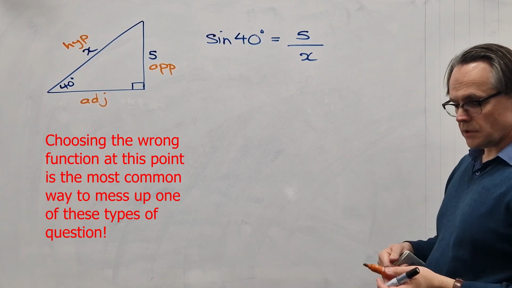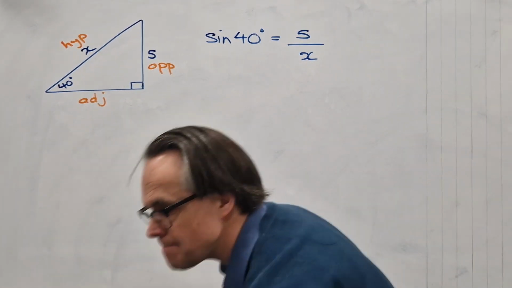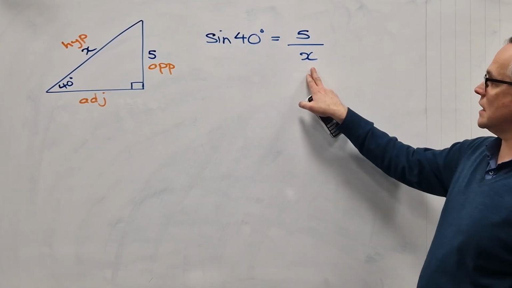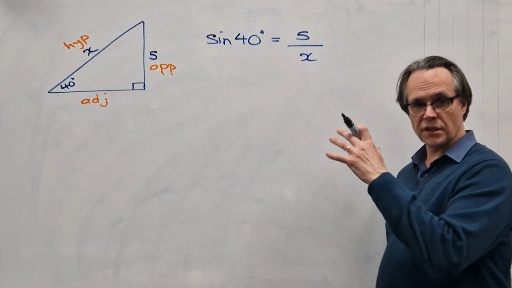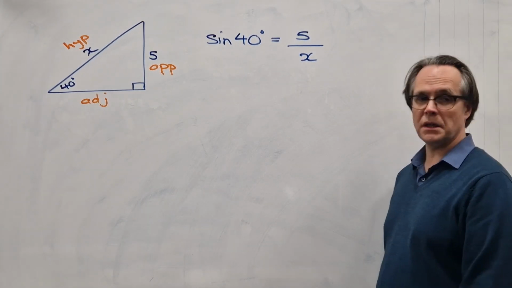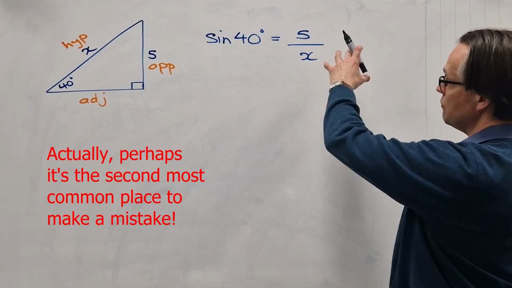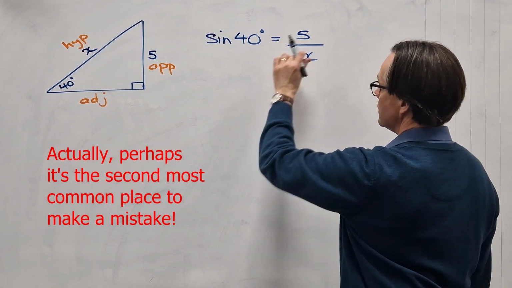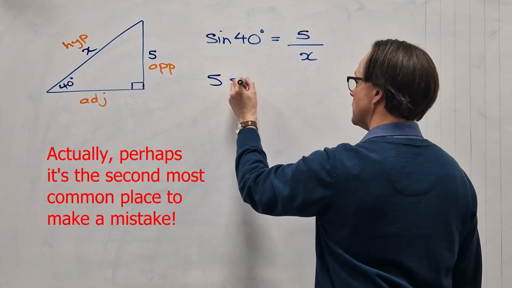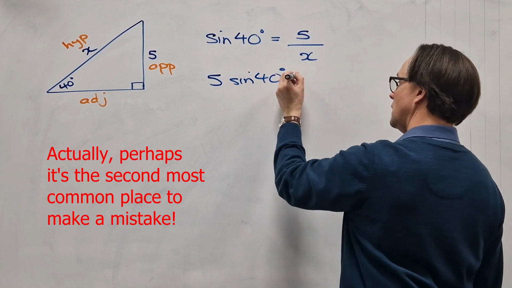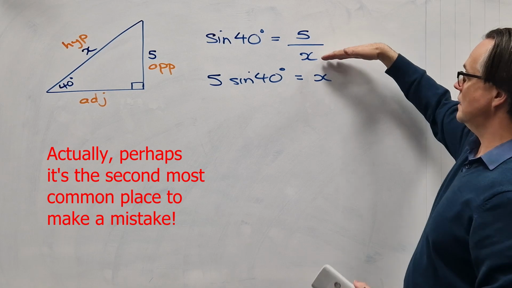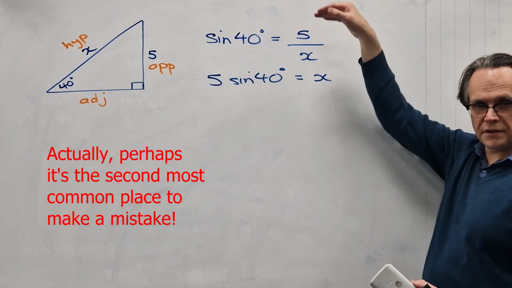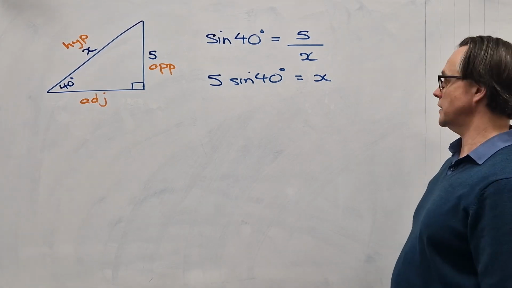Right, it's x that we want, so we need to rearrange this. Now the correct rearrangement for this is probably the point in this kind of question where most people make a mistake. A lot of people will rearrange this and write something like 5 sine 40 equals x, as if they can just sort of pull the 5 over to the other side and the x will mysteriously float to the surface. Algebra doesn't really work like that.